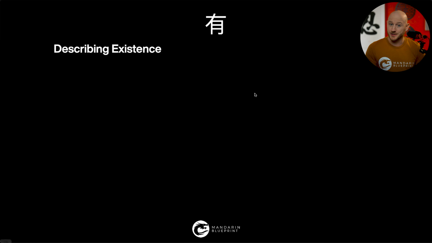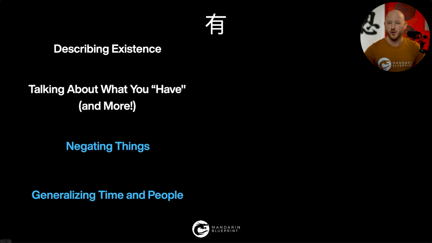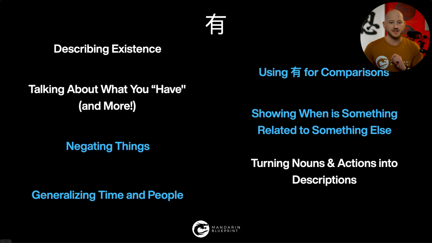First, we'll discuss how to express that something exists at all, i.e., there are a couple of kitties in my house. They exist, thank the Lord. We're going to talk about what you have and express possession like a native. Also, we're going to talk about how to negate things with yo by adding in the character may. We're going to specify time frames and people, or it's really more of a generalization of time frames and people. We're going to use yo to make easy comparisons, show when something's related to something else using 有关的, and we're going to turn nouns and actions into descriptive phrases with yo.